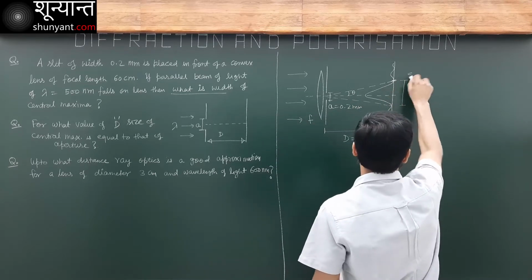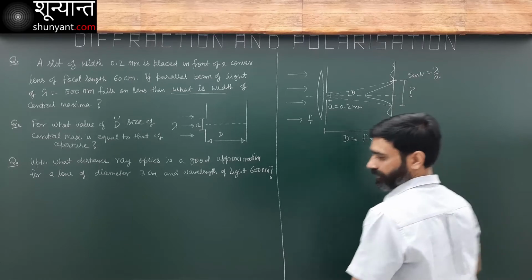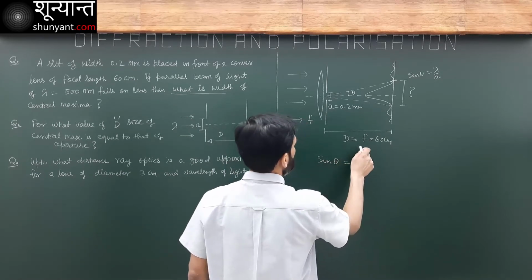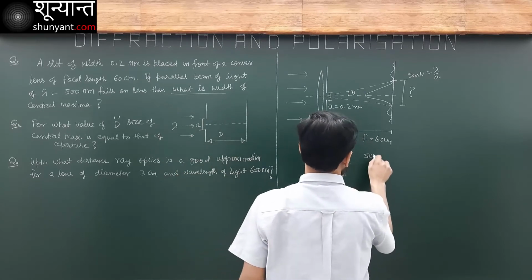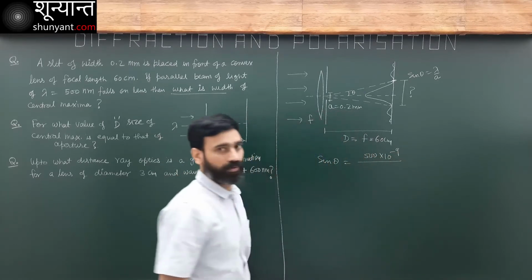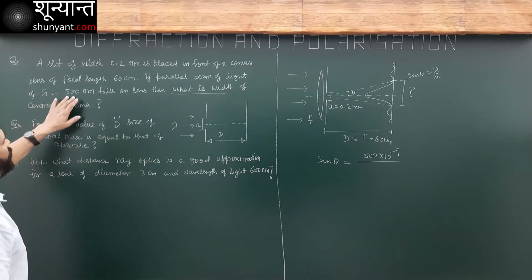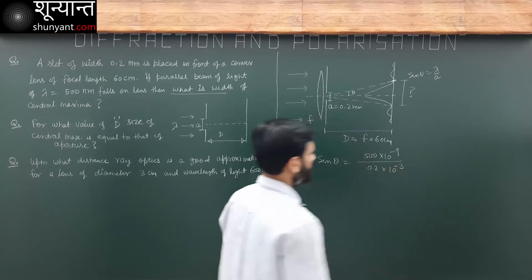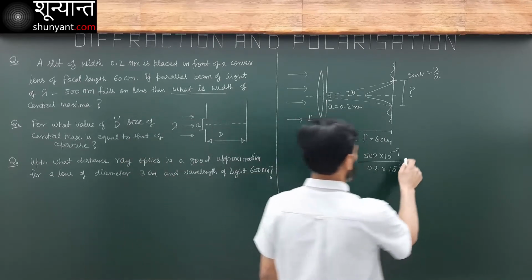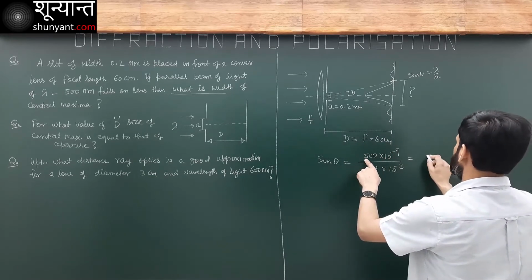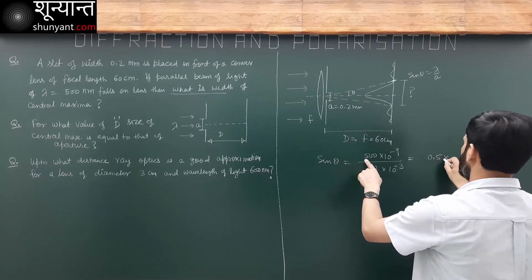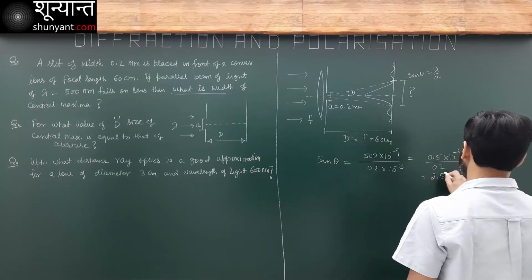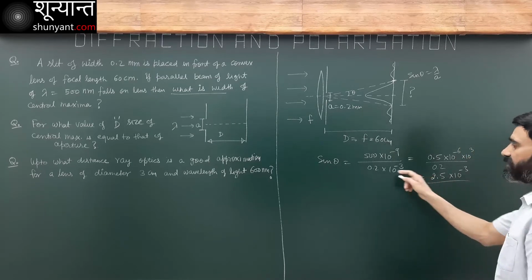I know this angle: sine theta is lambda over a. So let's first find sine theta. Sine theta is lambda over a. Lambda is 500 nanometer, so 5 times 10 to the minus 7, over 0.2 times 10 to the minus 3. Let me write it as 0.5 times 10 to the minus 6, and 10 to the 3 from here. This becomes 2.5 times 10 to the minus 3. This is sine theta, a very small value indeed.